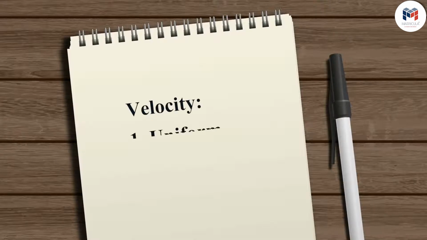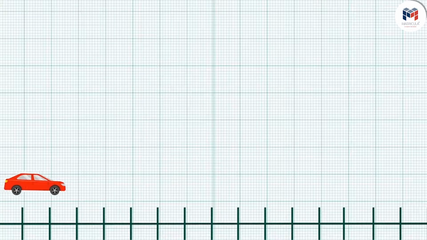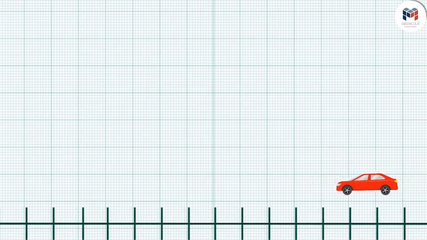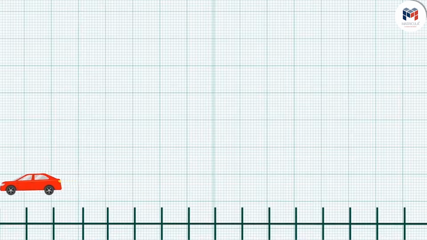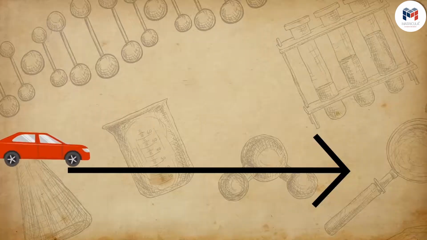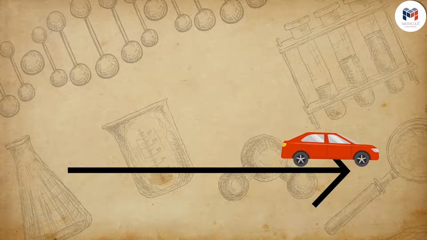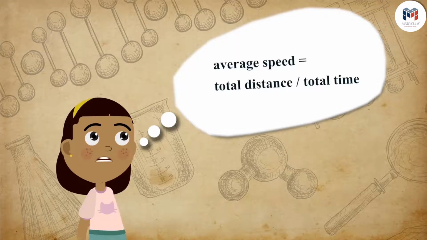Now, velocity also can be uniform and non-uniform. The velocity of an object can be changed by changing either its speed or the direction of motion or both. As we are considering only the motion in a straight line, if an object is moving with a velocity which is varying with time, we can express the magnitude of its rate of motion in terms of average velocity, just like the average speed which we described in the previous video.